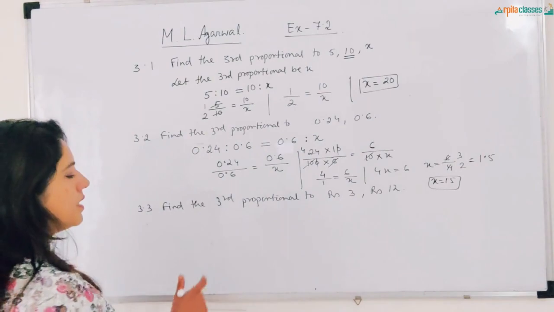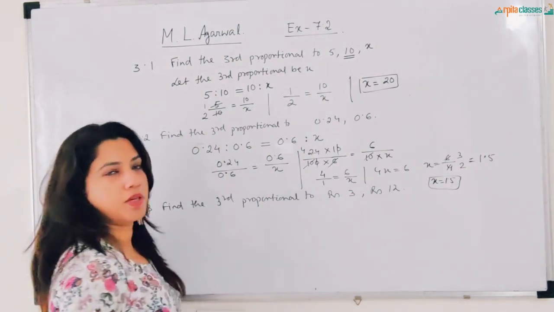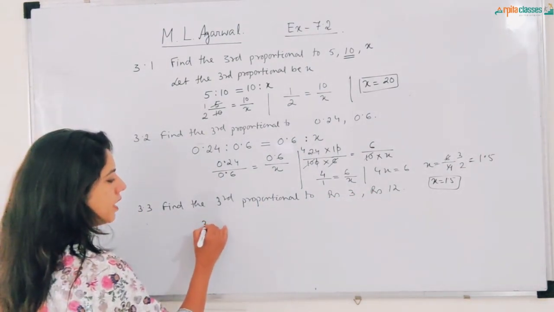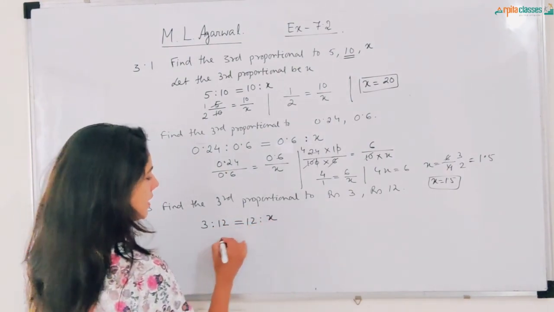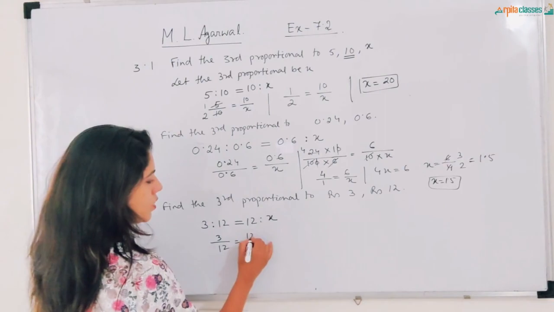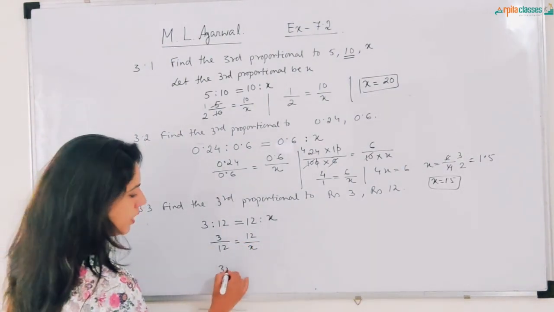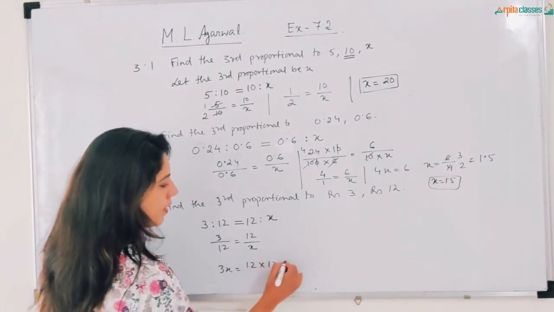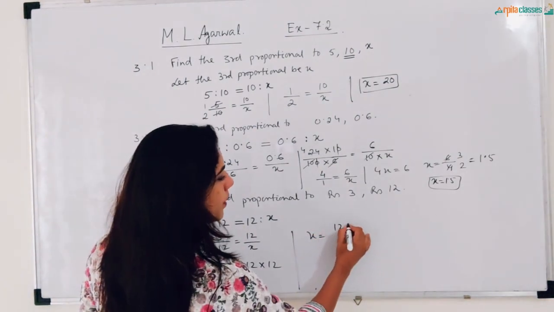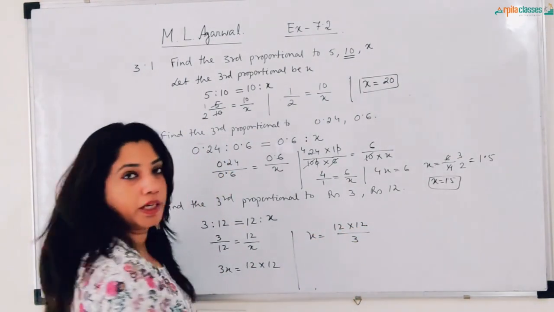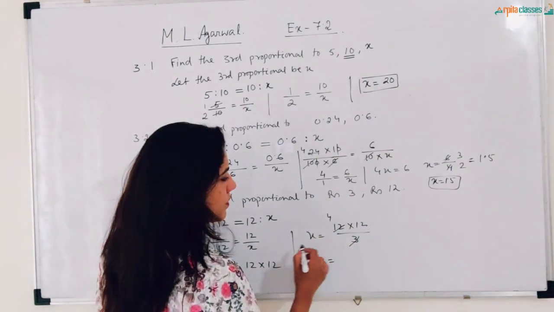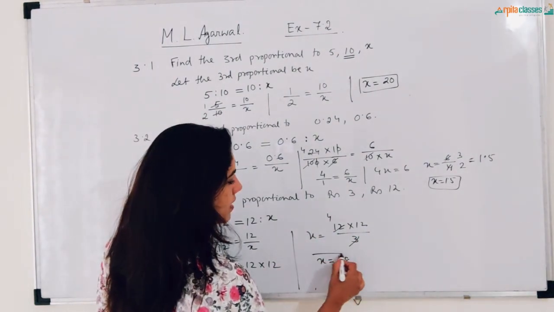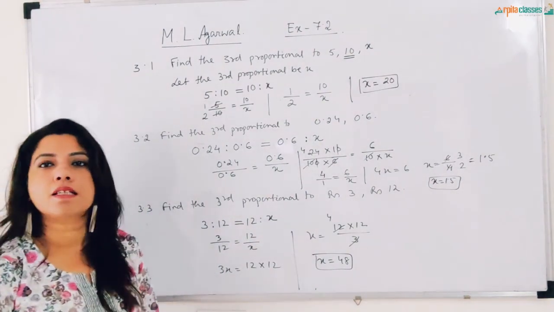Come to the next one. Same thing. Rupees 3 is to rupees 12. Let the third proportional be x. So 3 is to 12 is equal to 12 is to x. 3 upon 12 is 12 upon x. So 3x is equal to 12 into 12, or x is equal to 12 into 12 upon 3. Reduce it into the lowest term. 3 fours are 12. So 4 into 12 is 48. So the third proportional in this case is 48.